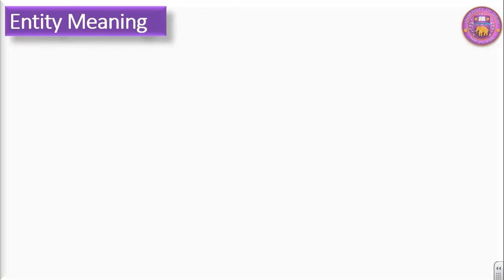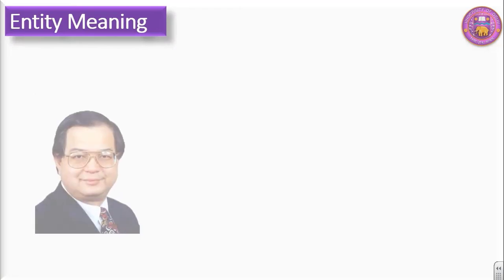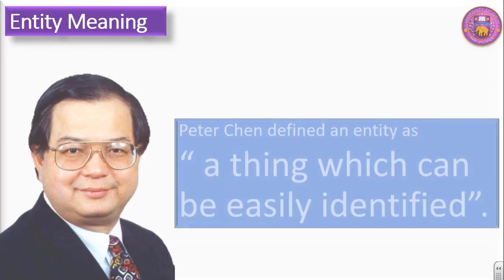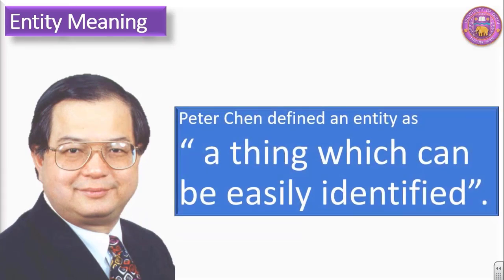Now what is the meaning of entity? Peter Chan defined an entity as a thing which can be easily identified. Anything which can be easily identified is an entity.